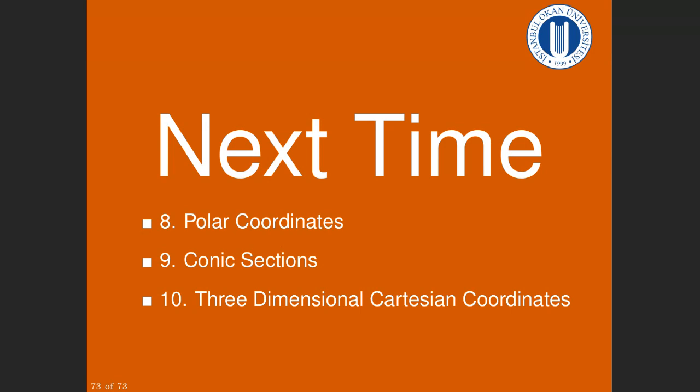Next time we're going to start talking about geometry. We'll talk about polar coordinates. That's another way to describe the position of a point in the plane. We'll talk about conic sections, shapes which are often used in architecture, and we'll talk about three-dimensional Cartesian coordinates. Do you have any questions?